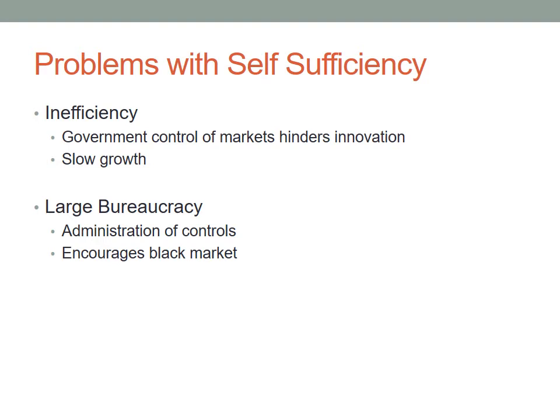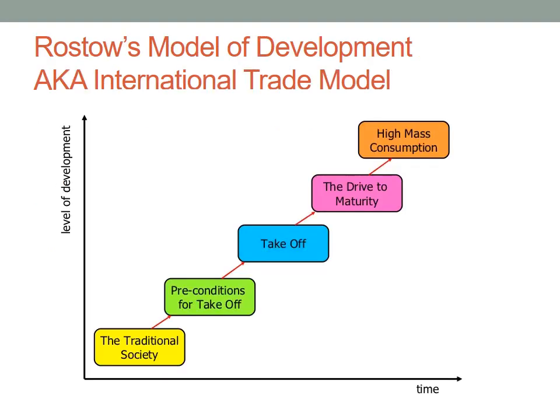All of those governmental controls. The other model of development that we looked at was Rostow's model. This is also sometimes called the international trade model, and sometimes you'll even see it called the neoliberal model of economic development. Remember, these are the 5 stages that a country is going to go through in order to grow their economy.